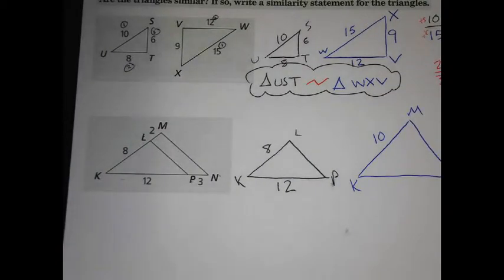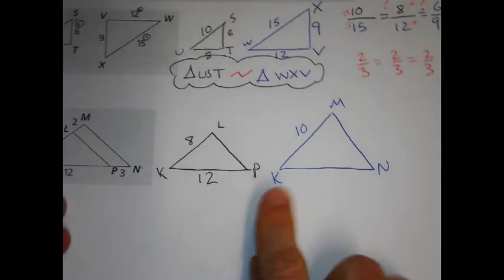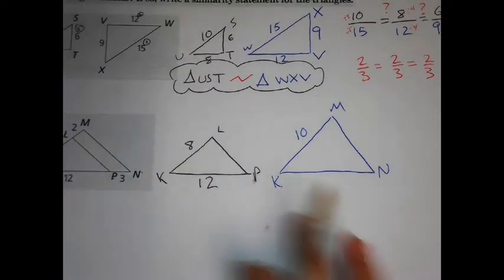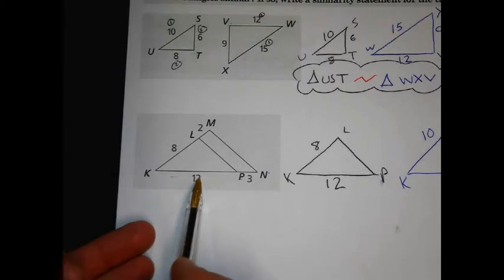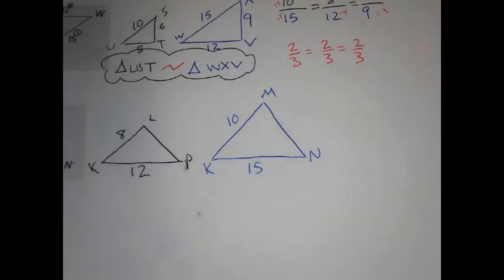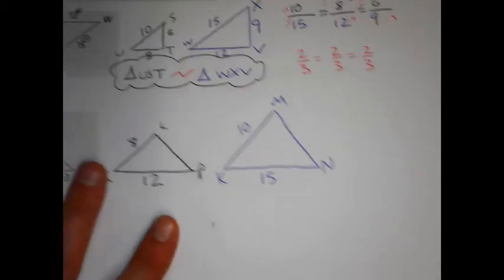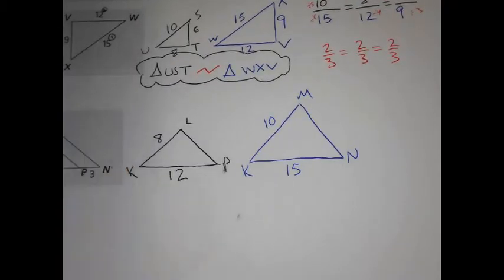Okay, so that we have to establish. And if that's the case, then what is going to be from K to N? So K to P is 12. P to N is 3. 12 and 3, 15. So from K to N is 15. So now we have a problem, right? Well, darn it. I only have two sides. How am I going to prove similarity if I only have two sides? Don't I need all three sides to be proportional?